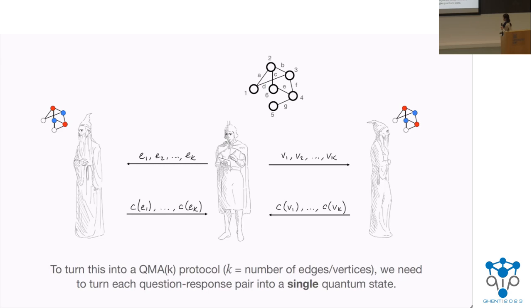Okay. So we want to turn this whole protocol into a QMA-K protocol, where K is roughly the number of edges or vertices that we're sending here and here. It doesn't have to be equal, but let's just say they are.